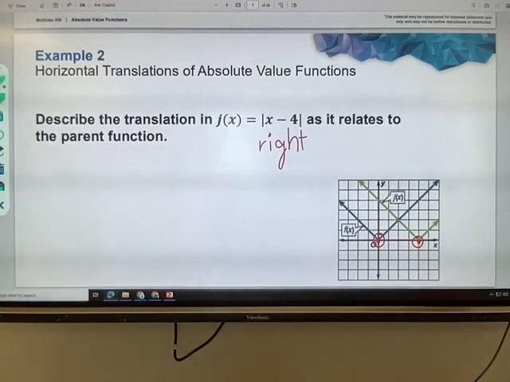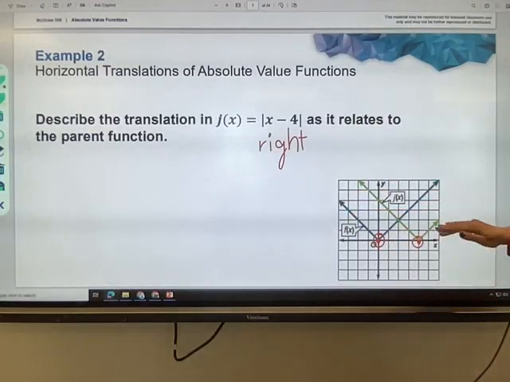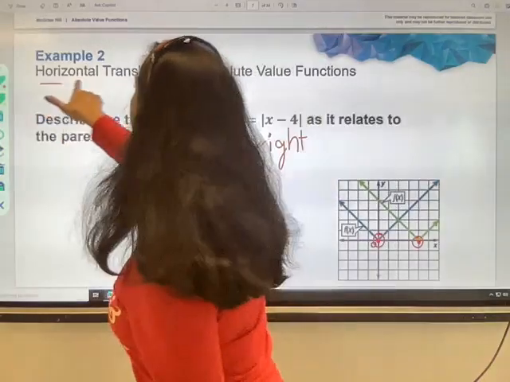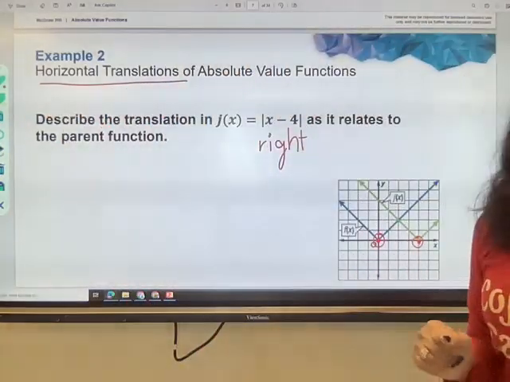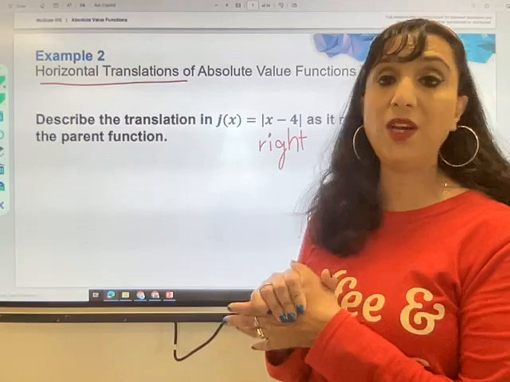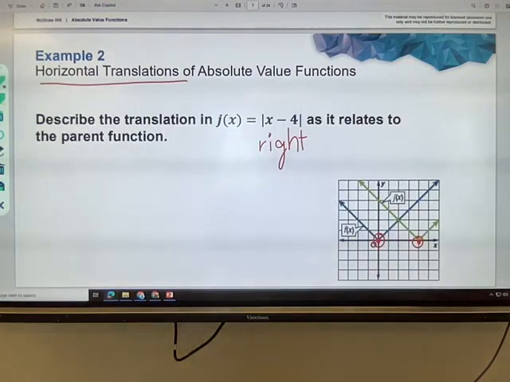And this is going to be a horizontal translation, because it's shifting left to right. The other one was a vertical one. This is a horizontal translation, because it is shifting right or left. But since it's x minus 4 absolute value, it is going to move to the right 4 units. So translation of the graph of the parent function is 4 units to the right. Now, let's do one where we have multiple translations of absolute value functions.